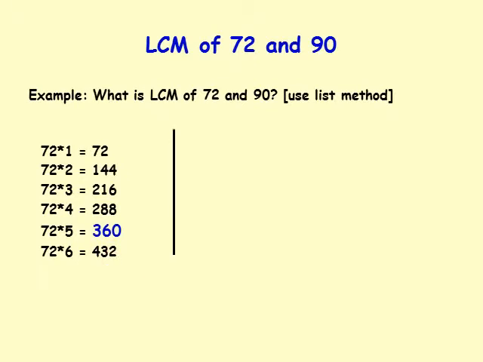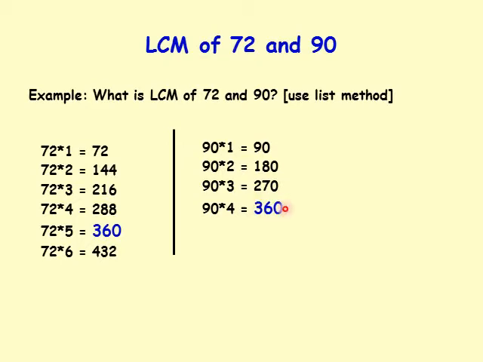Let's list a few multiples of 90 and see if there is any match. 90 times 1 is 90, 90 times 2 is 180, 90 times 3 is 270, 90 times 4 is 360. At this time there is a match. 360 is a multiple of 90 and 360 is a multiple of 72, and this is the first or least multiple we found so far. So this is our answer.